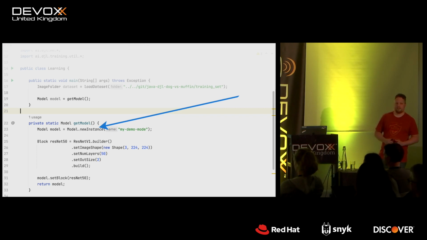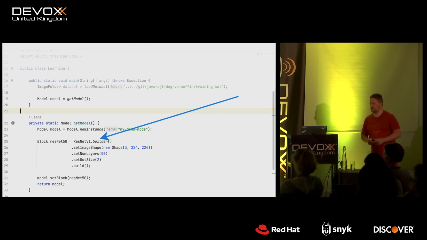So we need to get that model. So let's extend our class a little bit further. We need to create a model, we give it a name, and then we create a block. This is a ResNet block, so this is a class that comes from the model zoo. And here we can define what that ResNet model looks like. First off is the input shape. We see our 224 here again, so that matches with the resizing that we did before.